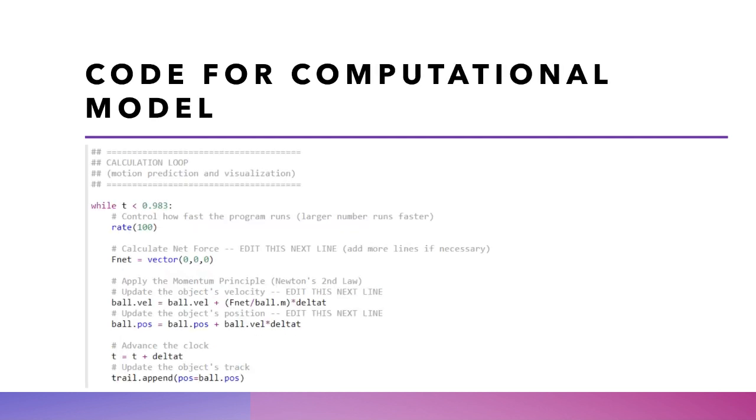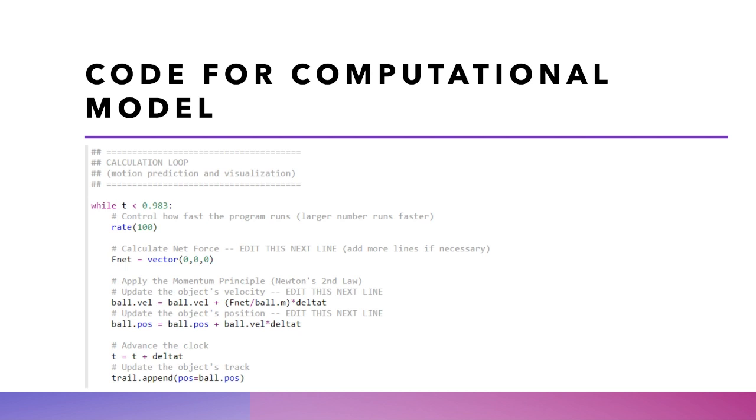This is the code that the computational model ran on. Here we see those two equations from earlier come into play. The Fnet divided by ball.m in the velocity update formula will equal 0 because there are no other forces causing acceleration. This means that the velocity of the model will always be the initial velocity.